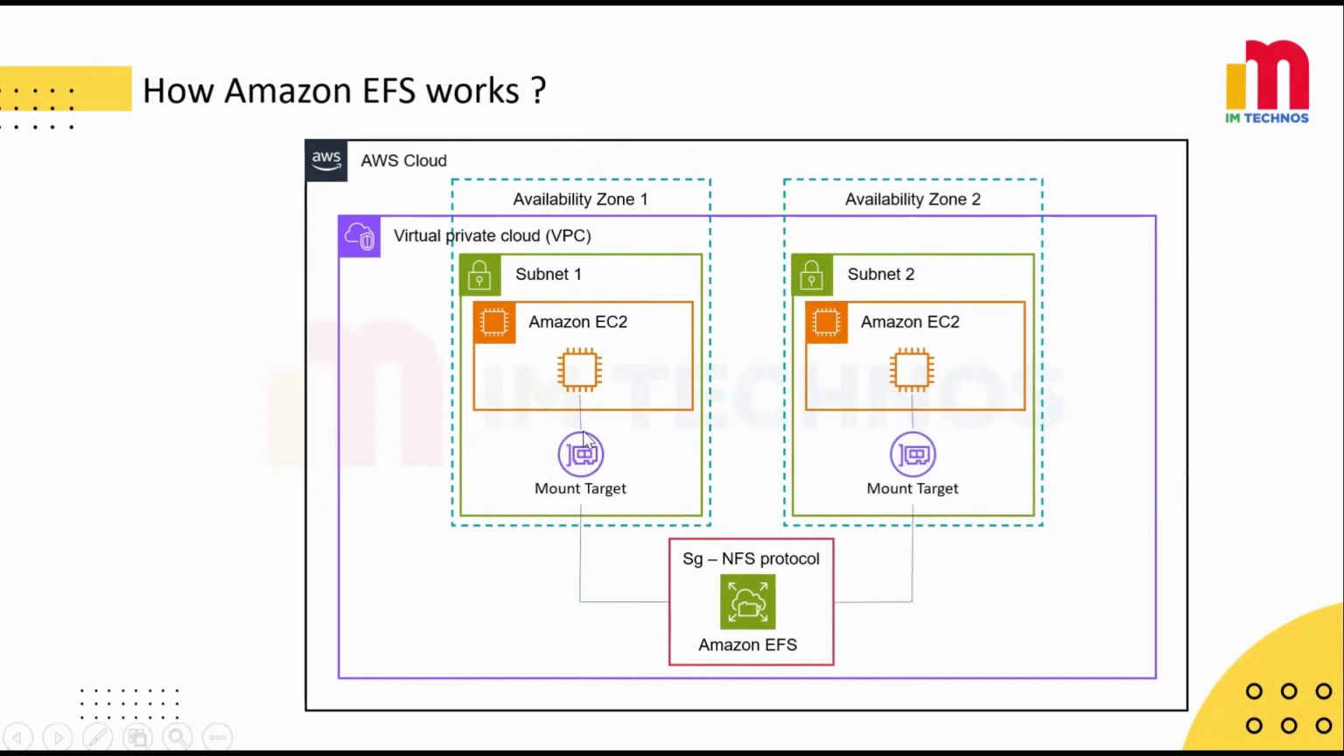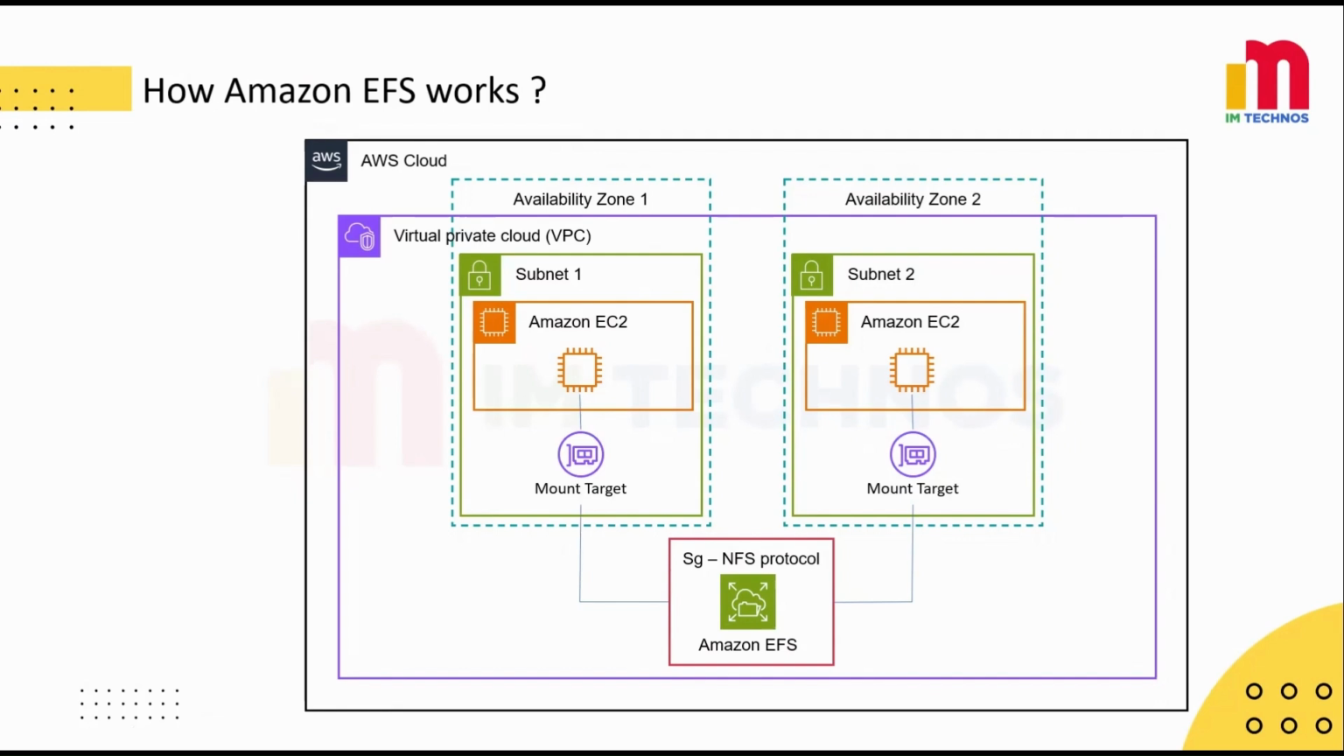Each subnet has a mount target, which is basically a network interface that allows your EC2 instances to connect to the EFS file system. These mount targets are required in each availability zone where your EC2 instance is running. Please remember that the mount targets are created per availability zone, not for each instance. Let's say I have 10 EC2 instances in one availability zone. I only need to create one mount target and all the instances can connect to the EFS through that single mount target.